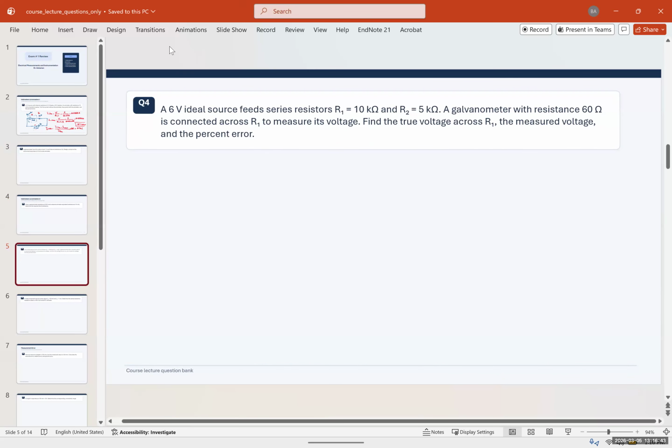So this question: a 6-volt ideal source feeds series resistance R1 10K and R2 5K. A galvanometer with a resistance of 60 ohms is connected across R1 to measure its voltage. Find the true voltage across R1, the measured voltage, and the percentage of error.